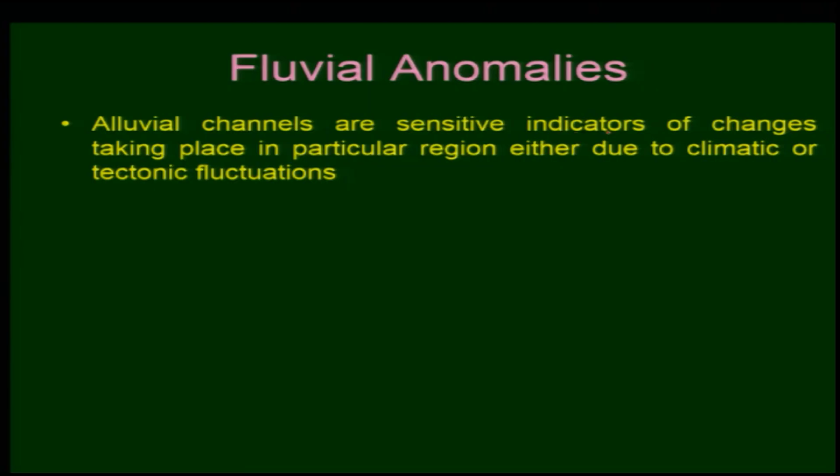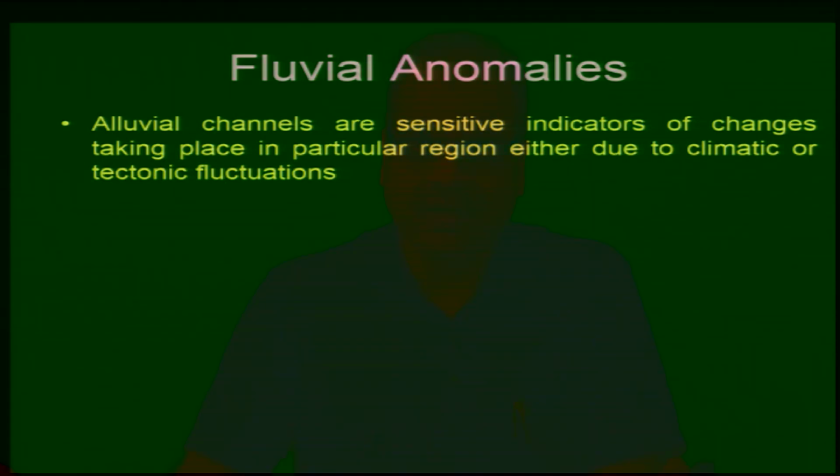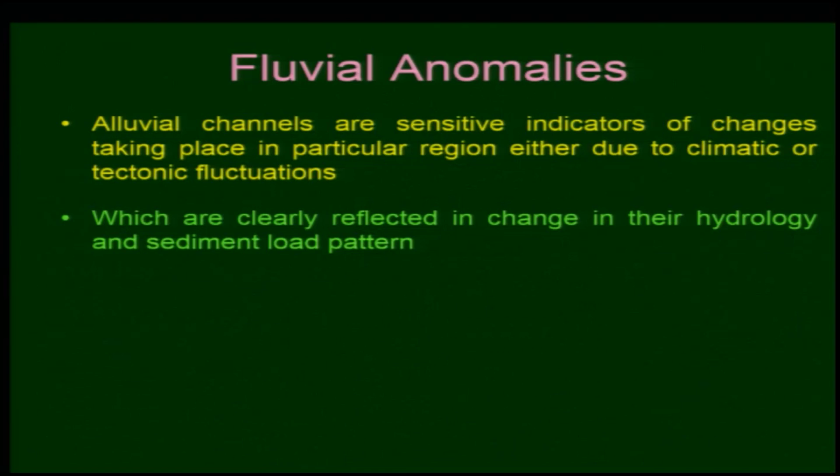If you look at the fluvial anomalies, what we see is that alluvial channels are sensitive indicators of changes taking place in a particular region, either due to climate or due to tectonic fluctuation. So these signatures should be taken into consideration when we are talking about deformation on the regional scale as well as on the local scale. This clearly reflects the changes in their hydrology and the sediment load pattern.